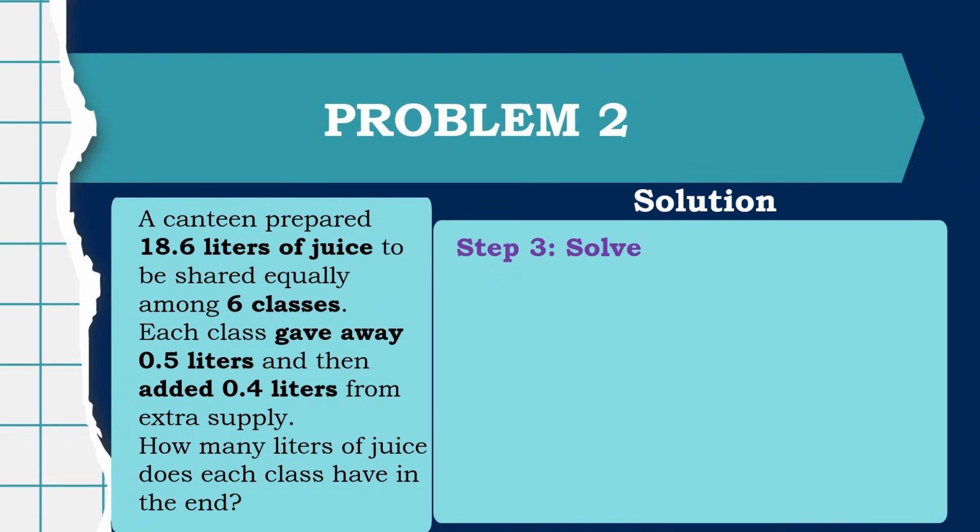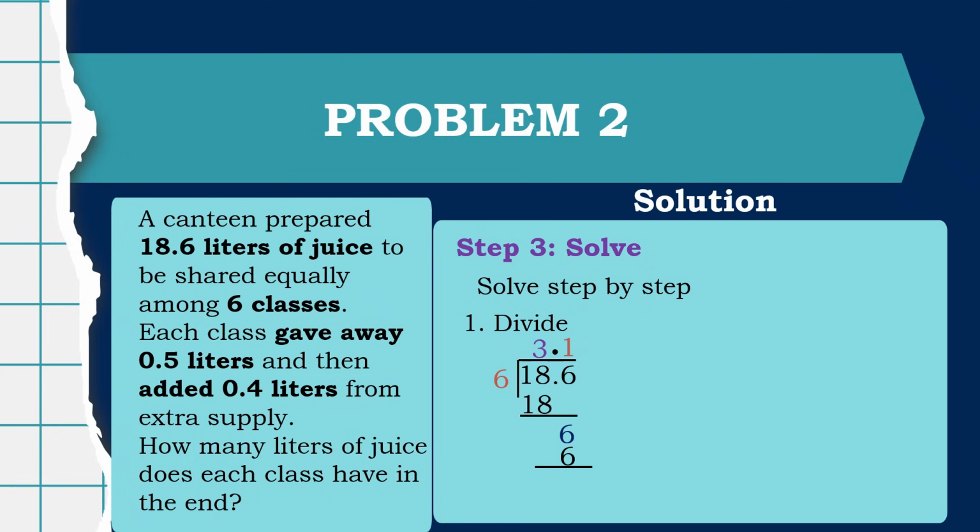Let's solve the problem. First, we're going to divide. So 18 and 6 tenths divided by 6. So we're going to copy first the decimal point into our quotient. 18 divided by 6 is equal to 3. 3 times 6 is equal to 18. 18 minus 18 is equal to 0. Bring down 6. 6 divided by 6 is equal to 1. 1 times 6 is equal to 6. 6 minus 6 is equal to 0. So our answer is 3 and 1 tenth.